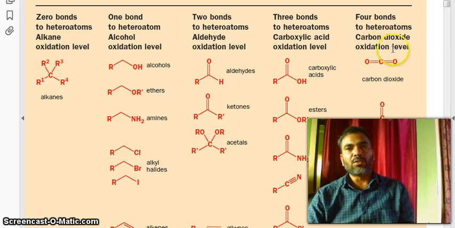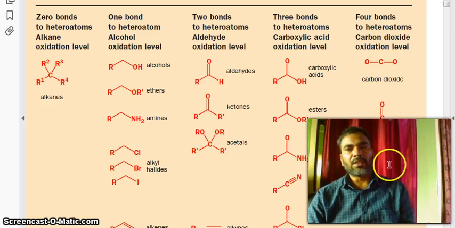Carbon dioxide oxidation level. Look at these molecules: carbon dioxide, diethyl carbonate, and chlorofluorocarbon 12. Here carbon is attached with oxygen on this side with a double bond, and on the other side also with a double bond. So total 4 bonds to heteroatoms. Here this carbon is attached with oxygen with a double bond, and with two other oxygens. This is diethyl carbonate. So 2 and 2, 4.